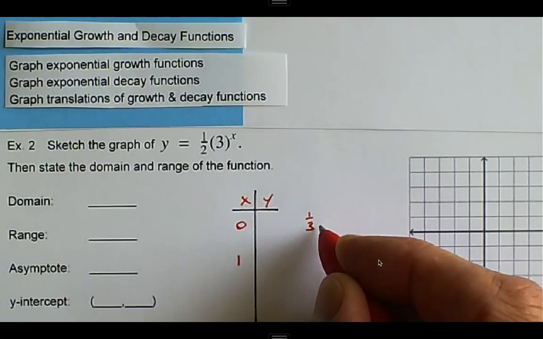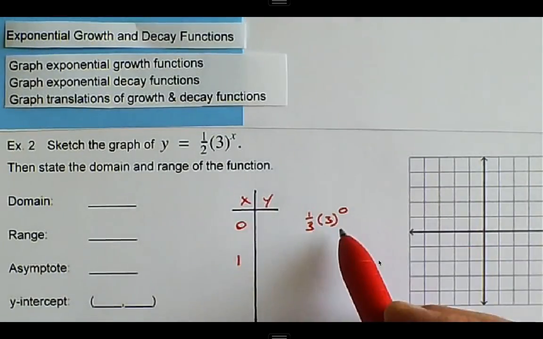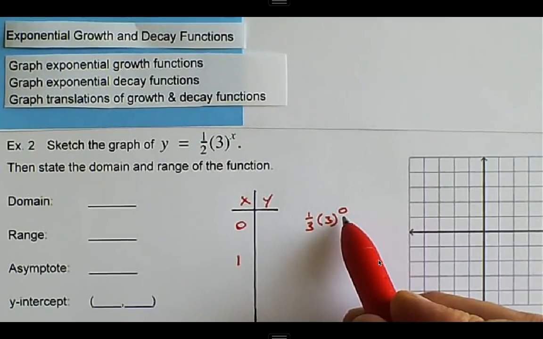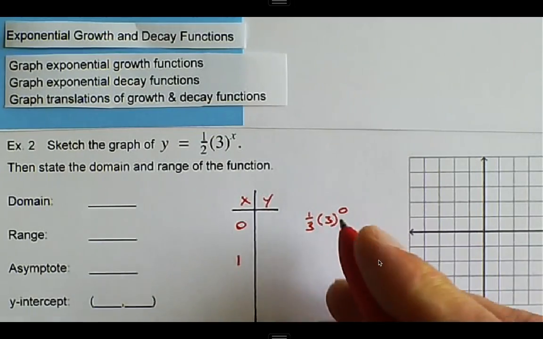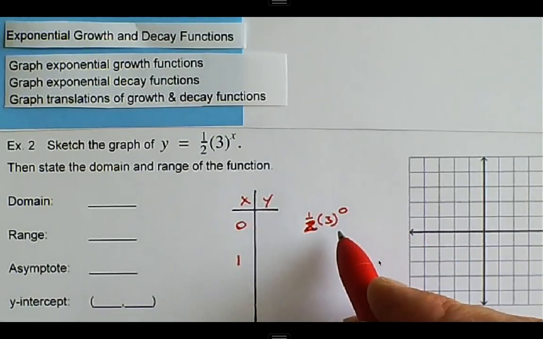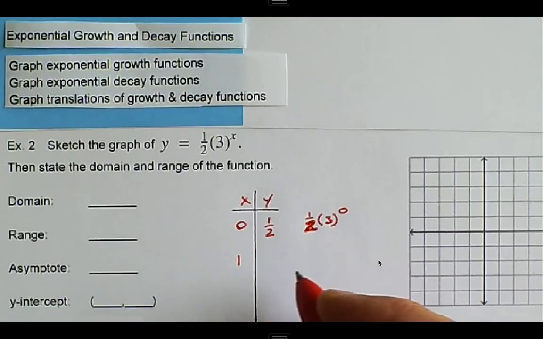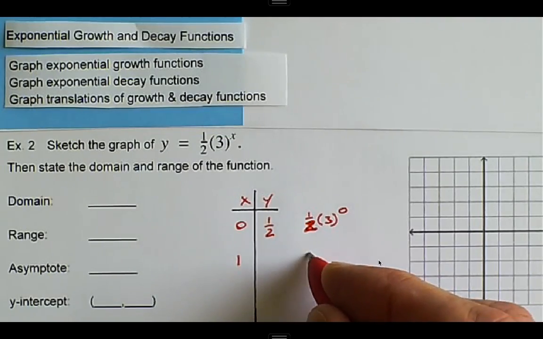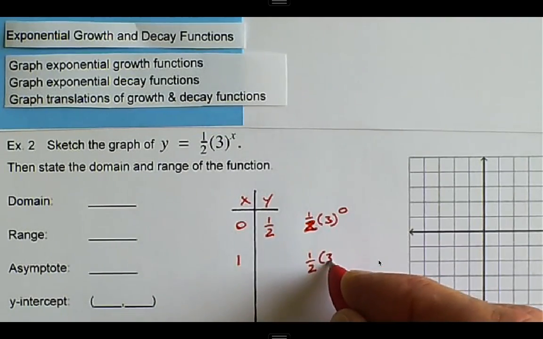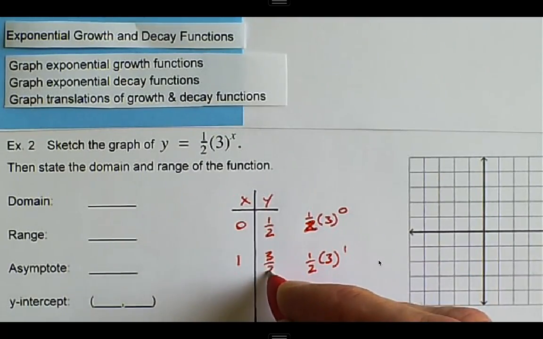So 1/2 times 3 raised to the 0 power. 3 to the 0 power is equal to 1. 1 times 1/2 is 1/2. Same thing, 1/2 times 3 to the 1. 3 to the first power is 3 times 1/2, and that is 3/2.